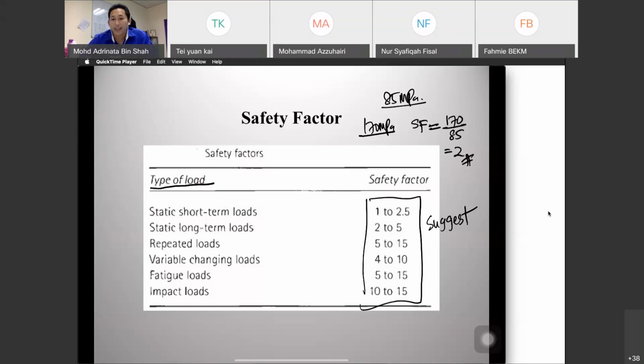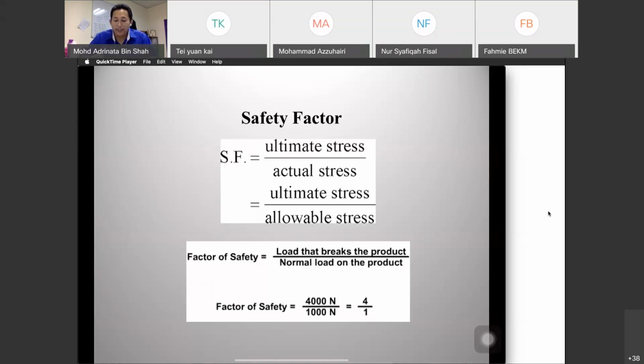safety factor that we can take. If our safety factor is below 1, it is considered fail. So the safety factor is ultimate stress divided by actual stress, so given load. Ultimate stress divided by allowable stress. So this is also given load, given or calculated. So that is the safety factor.